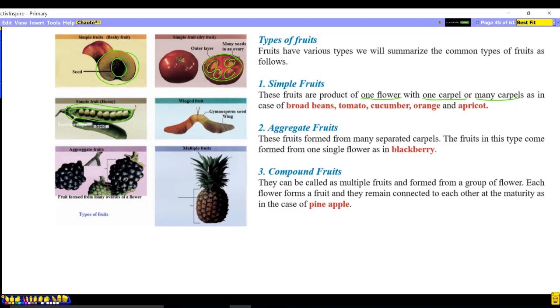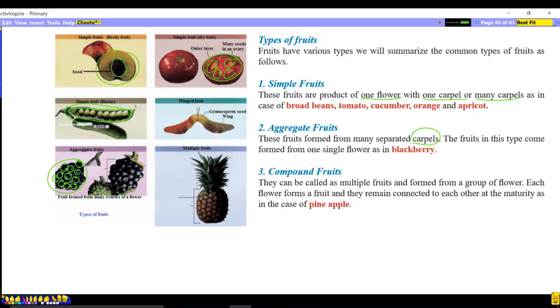Aggregate fruits. These fruits are formed from many separated carpels, which are parts of the ovary. The fruit of this type comes from a single flower, as in blackberry. 1 single flower, 1 single ovary, but the ovary parts, the carpels, are separated like different ovaries, so it is called aggregate fruits.